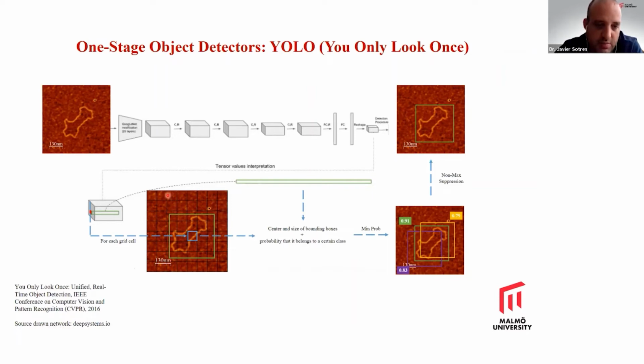Okay, and you get basically two outputs. First, the possibility that each grid is the center of a molecule. So this is a classification output. And you also get the size of the box that will bound the molecule. So it's a regression output. Okay, so these are neural networks that work really well for object detection.